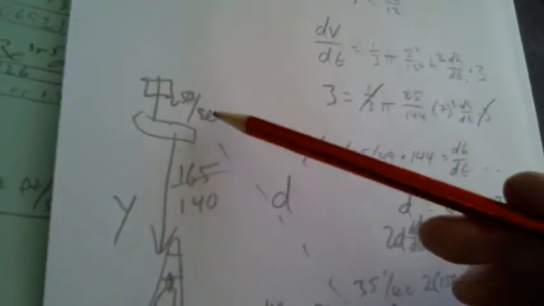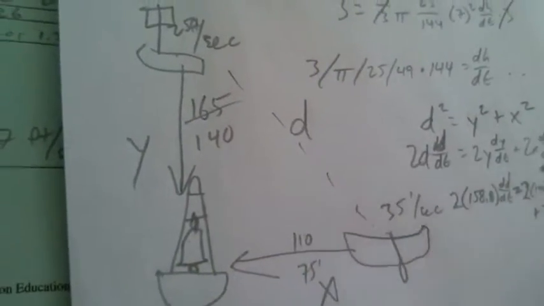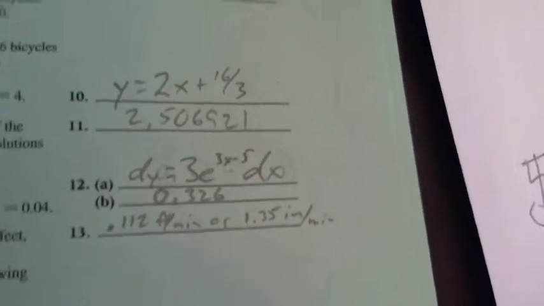That makes sense. We're going 25 feet per second and 35 feet per second, so we're getting closer at a rate faster than that. So works for me. We're all good.